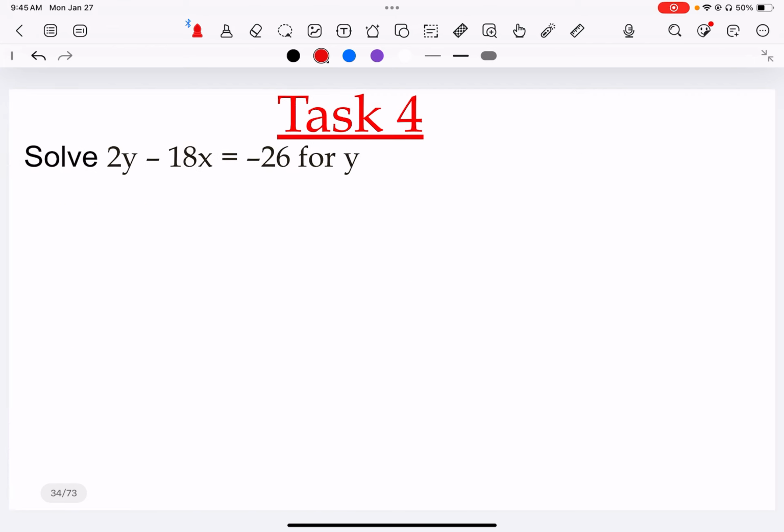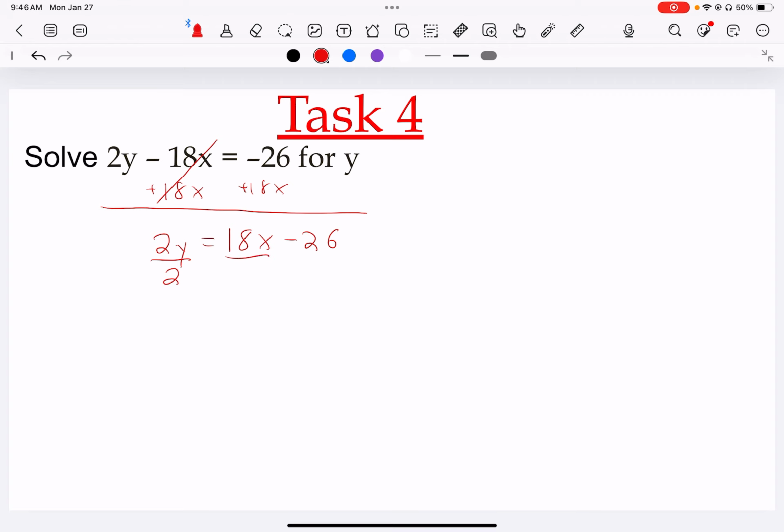Solve this equation for y. 2y minus 18x equals negative 26. I'm going to add 18x to both sides. 2y comes down. Negative 18x plus 18x cancels out. Negative 26 plus 18x are not like terms. So I'm just going to write it as 18x minus 26.